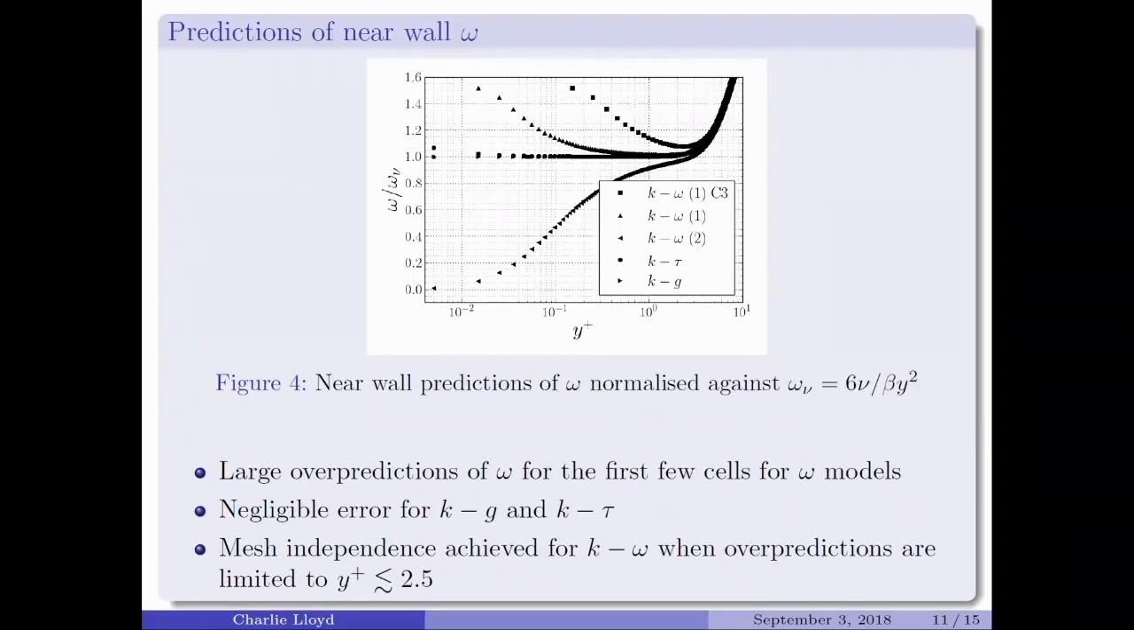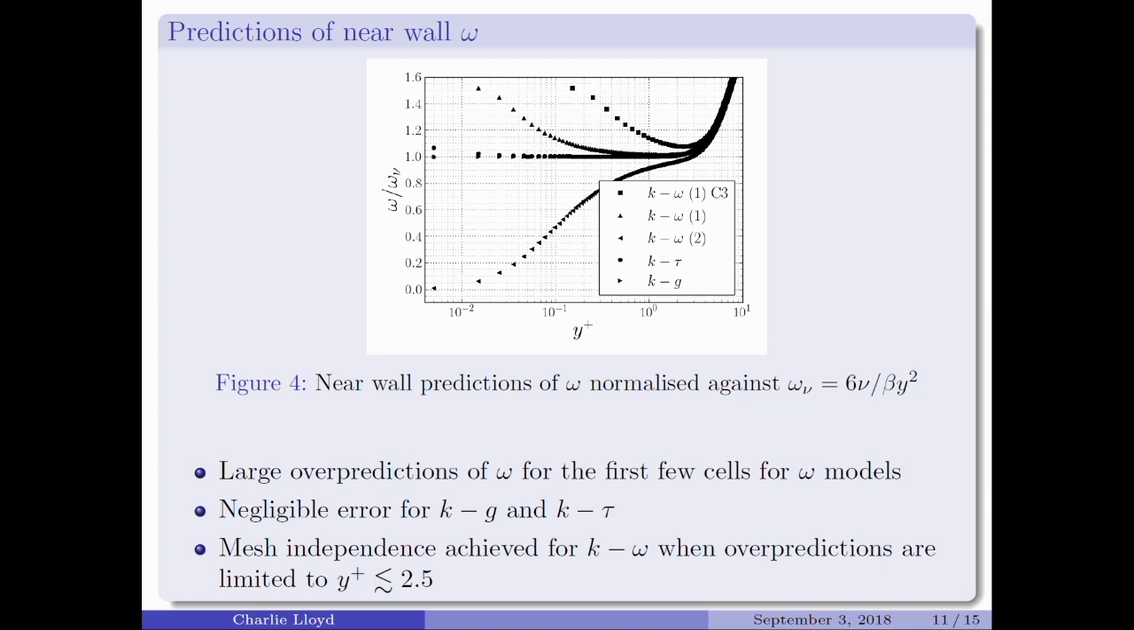In order to investigate exactly why this is happening, if you plot omega normalized against omega nu, where omega nu is the asymptotic solution that you can get from perturbation methods, you can see that the k-tau and kg models predict this almost perfectly. There's a small discrepancy for the k-tau model here, but this is negligible over the rest of the domain. In contrast, the k-omega models overpredict omega by over 50% in the first cell away from the wall. Sorry, the second cell away from the wall. The first cell next to the wall is fixed at omega nu by the imposed boundary condition.